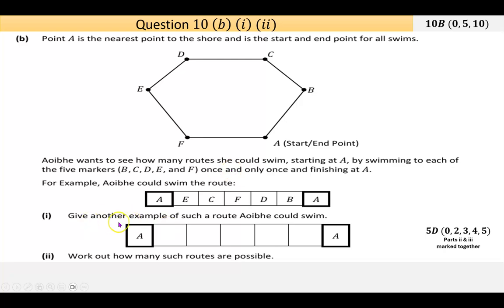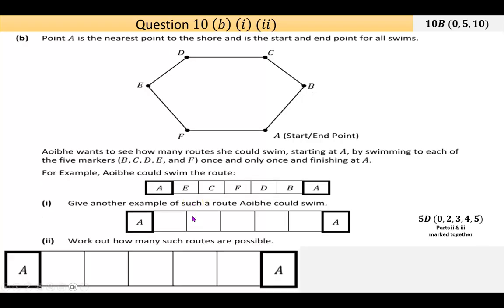Now, part 1 says, give another example of such a route Ava could swim. And this is where you spend a bit of time. Did I put the answer in? There are multiple answers to this. She could go A to F, to E, to D, to C, to B, to A, which kind of feels like cheating. You're kind of going, that's on the diagram. But it satisfies the requirements they had. Now, part 2 says, where we're back into the 5 marks here, and part 2 and 3 are marked together, work out how many such routes are possible.